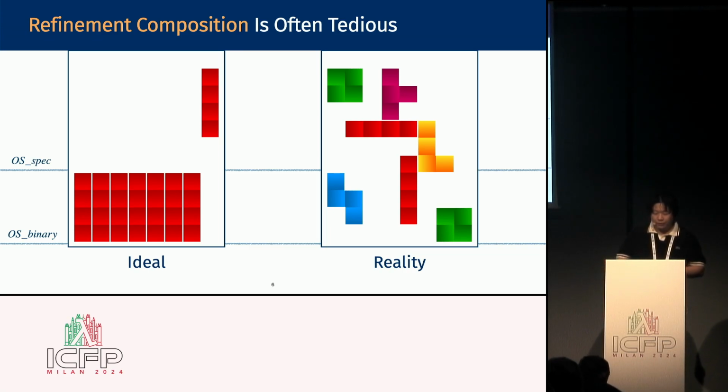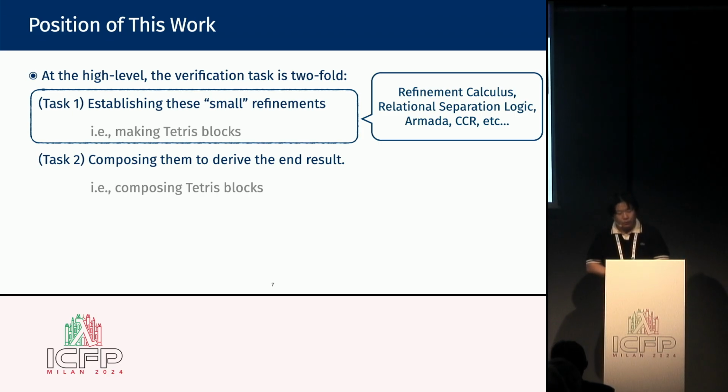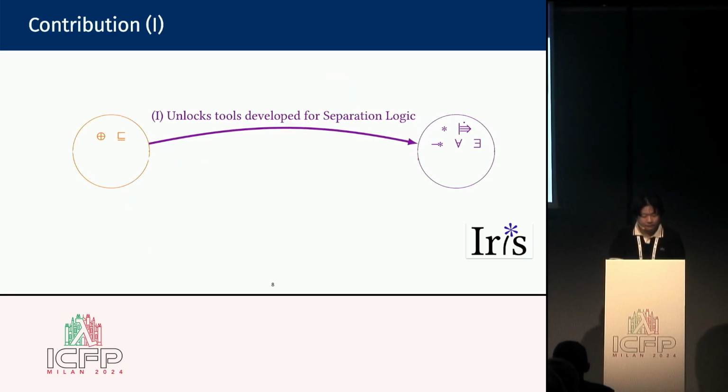As we aim for more interesting systems involving mutual recursion or function pointers, and as we aim for larger systems that is meant to be verified with different styles of refinement, the game becomes more complex. And that is where this work comes in. At a high level, refinement-based approach comprises two verification tasks. Task 1 is to establish these small refinements, and task 2 is to compose them. There has been a plethora of work for the task 1. However, the task 2 has largely been overlooked, and this is exactly the focus of this work.